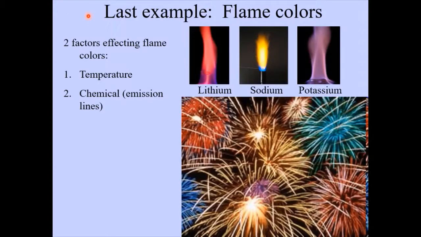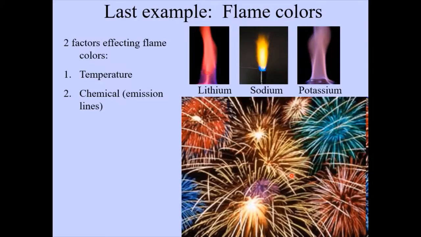Another example of atomic emission is the different colors that various flames have depending on the chemical that's burning. So there are a couple of factors that affect flame colors. One is the temperature of the flame, but the other one is the chemical, and these are due to the different emission lines. So for example, here's a flame of lithium burning. Here's sodium, and here's potassium. If you remember back from the spectrum chart a couple slides ago, sodium had the two yellow emission lines, and so that's producing this dominant yellow color here.